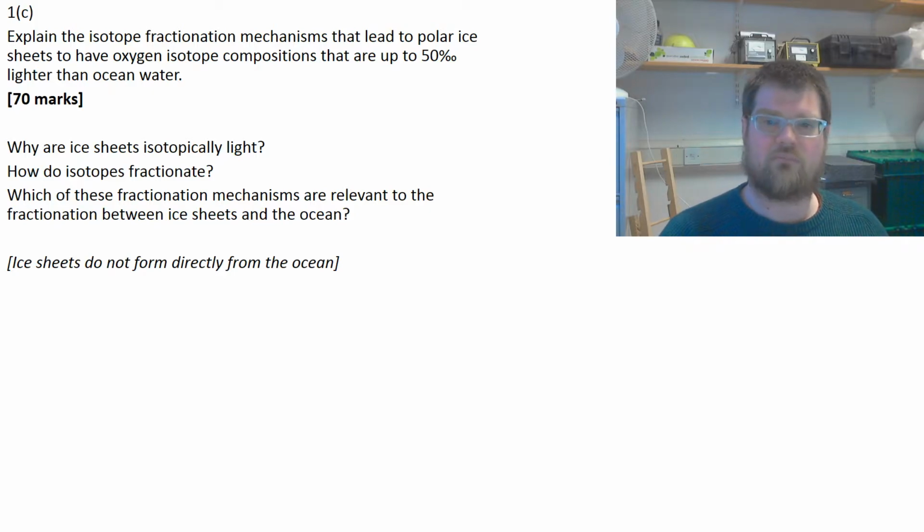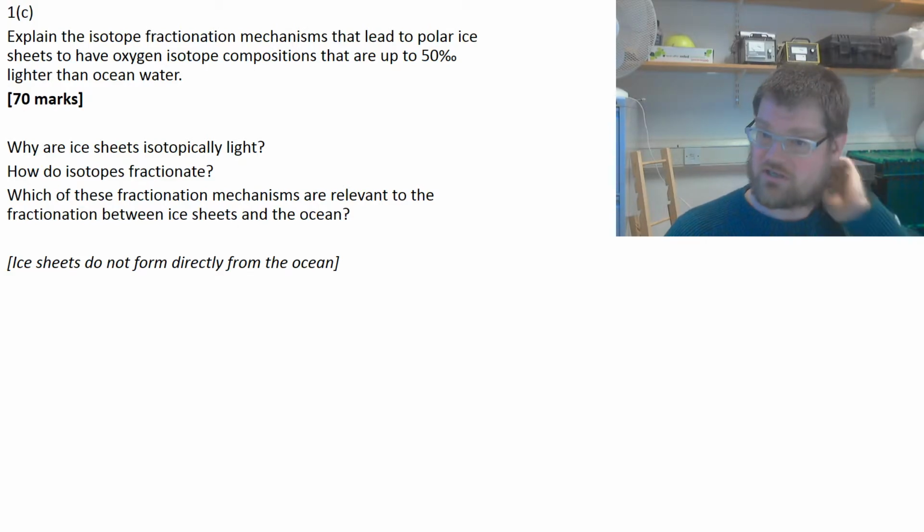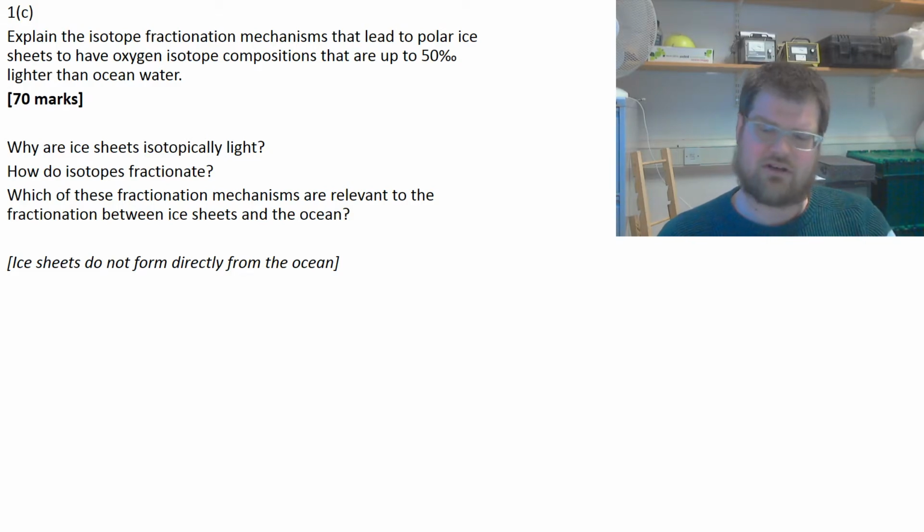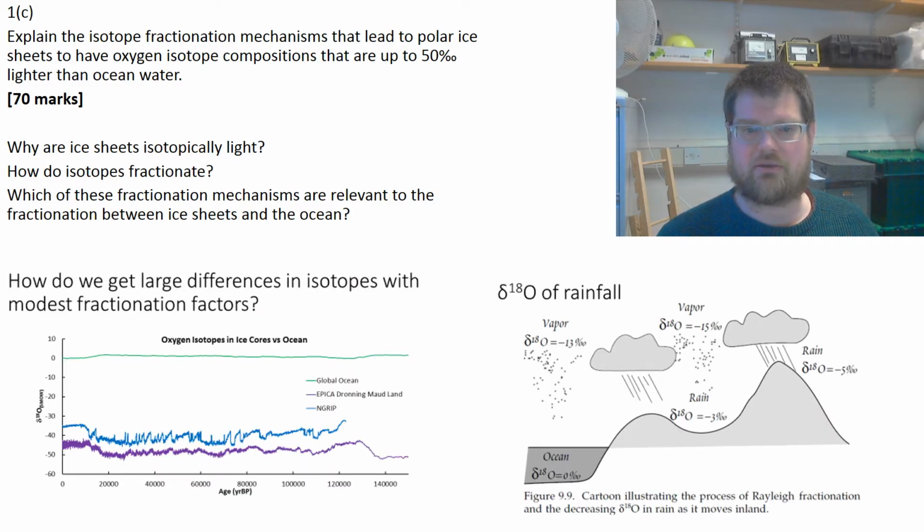Ice sheets form from water evaporating from the ocean and then falling as rain or as snow over the land, and accumulating as ice. So it's a very different physical process. You can have isotope fractionations between sea ice and the ocean, but that's not what the question was asking. Okay, so you could have still got marks for the isotope fractionation mechanisms if you had gone down that slightly erroneous route, but again, it's not specifically answering the question, so you'd have missed out on some of the marks.